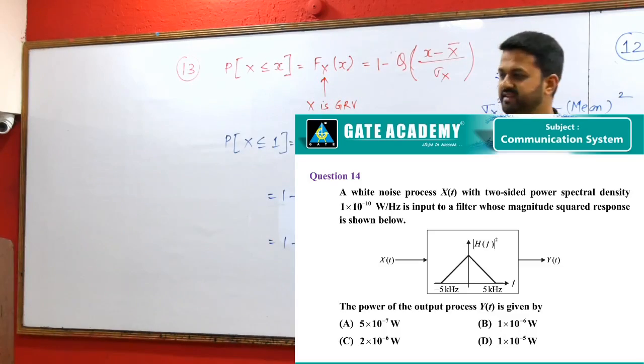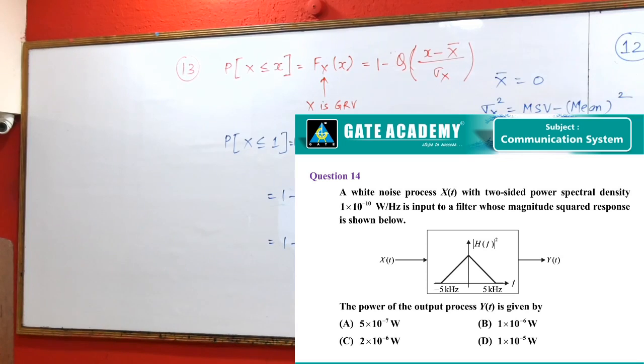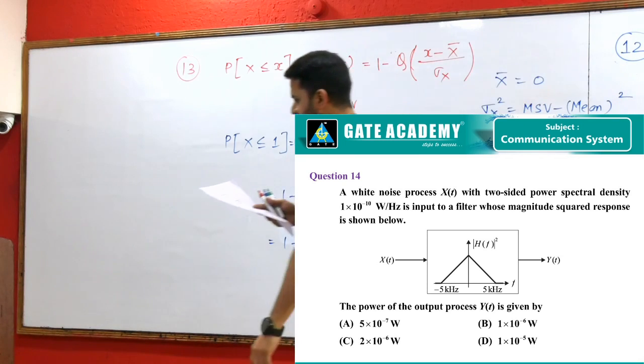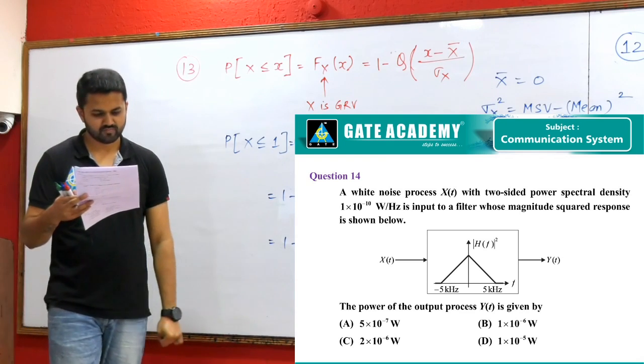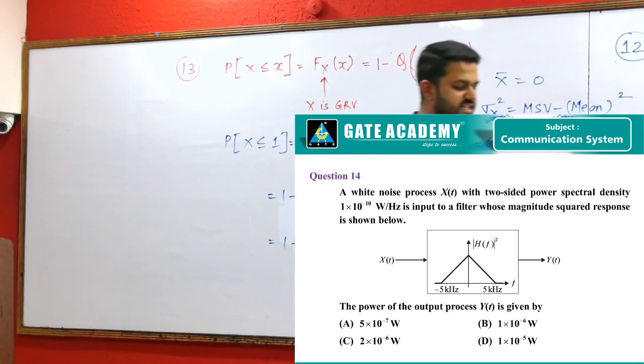So the next question is question number 14. Let x of t be a wide sense stationary random process with the power spectral density. Question number 14: a white noise x of t with two-sided power spectral density 1 into 10 to the power minus 10 watt per hertz is input to a filter whose magnitude square response is shown. Then the power of the output process y of t is given by.